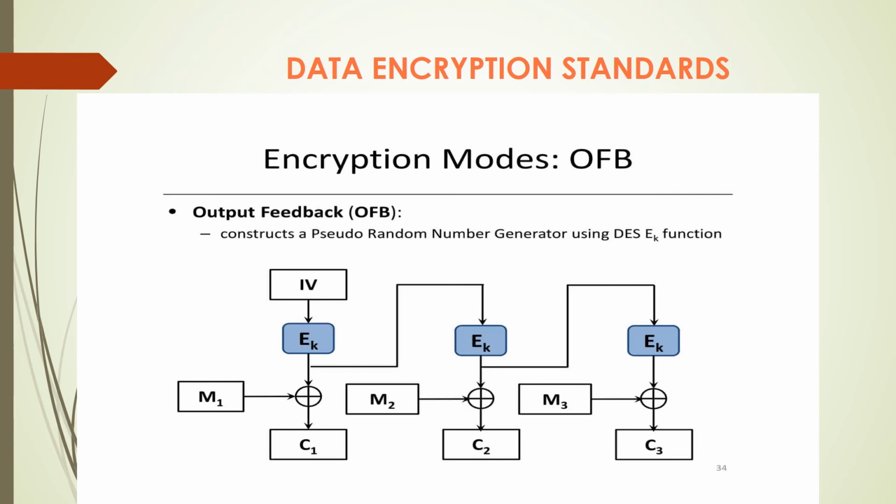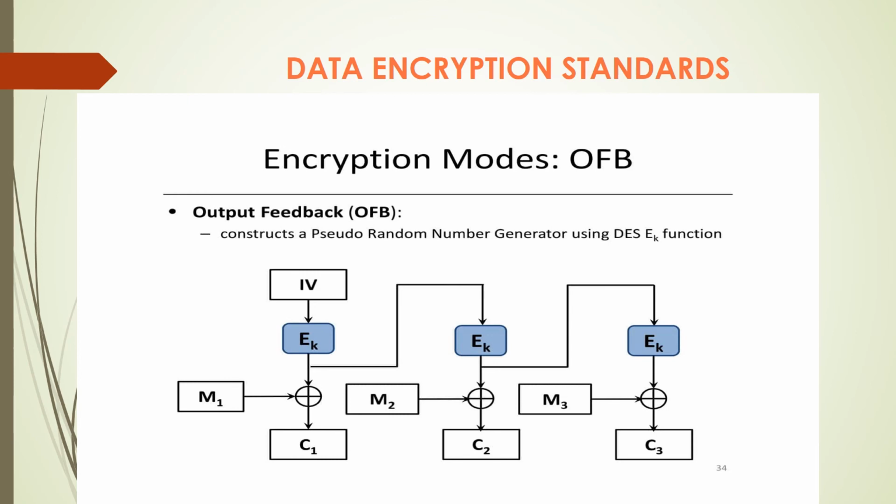So that means here also first the initialization vector will be encrypted by using the key. The output from the encryption will be given as input to the second block. After the output from the encryption, the first block plain text will be XORed. Then the output will be the ciphertext block 1.